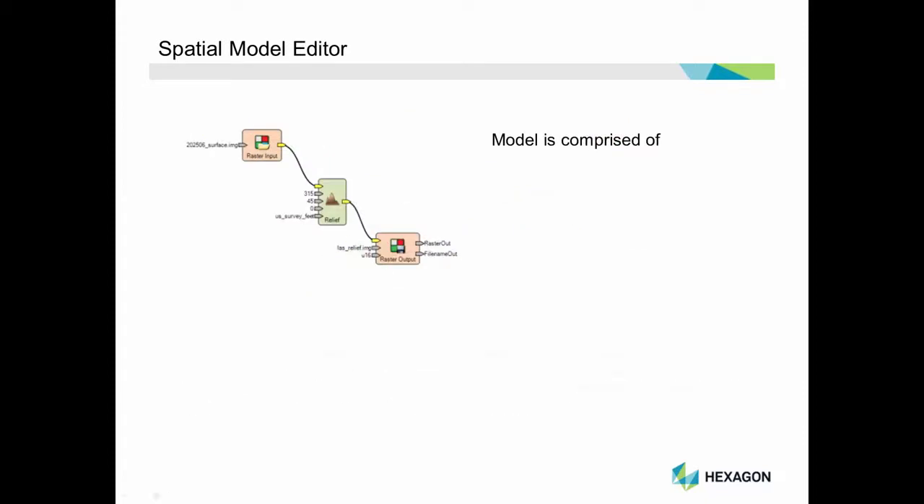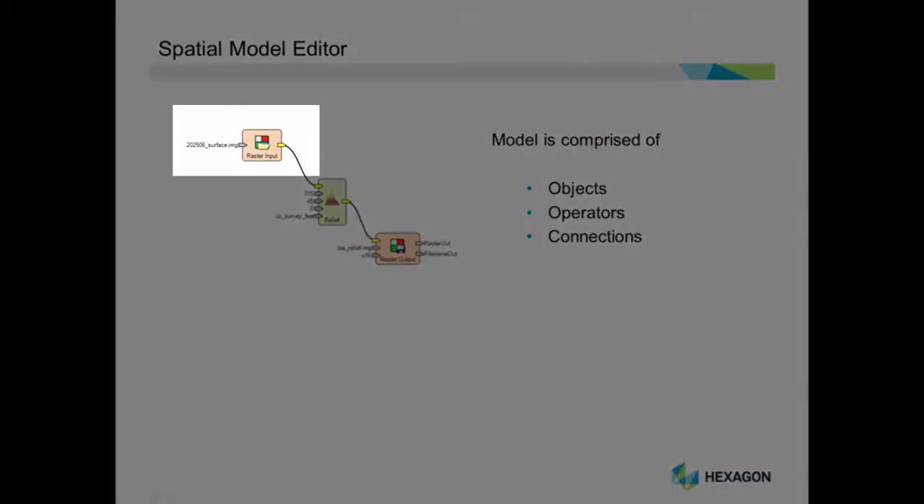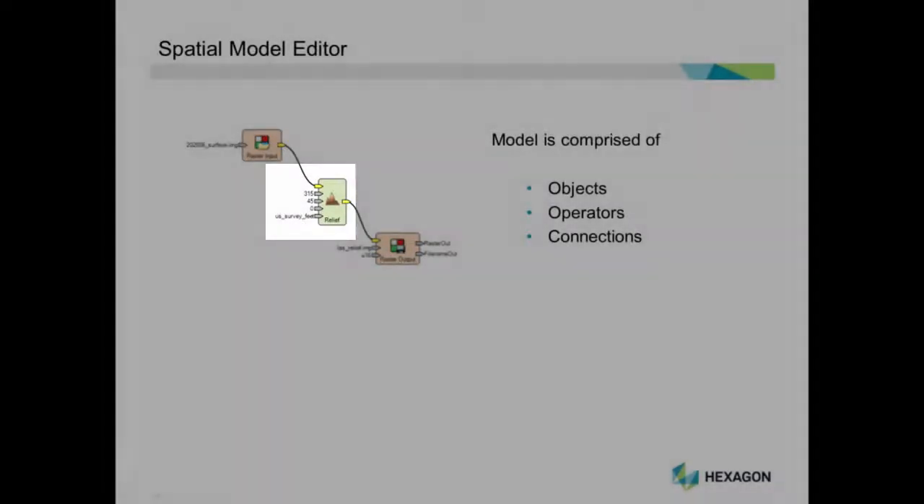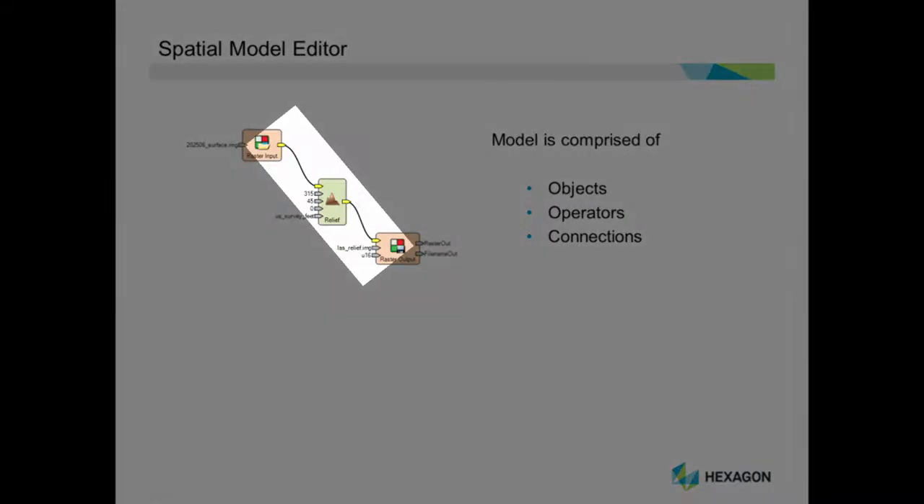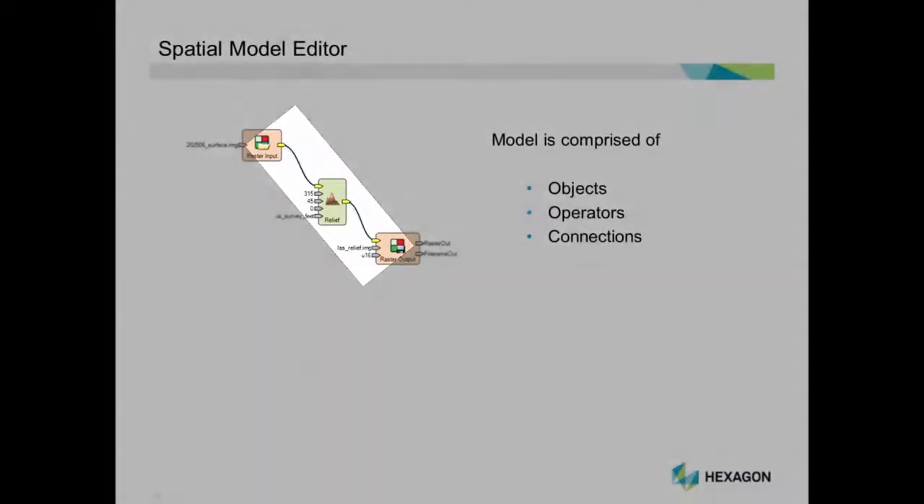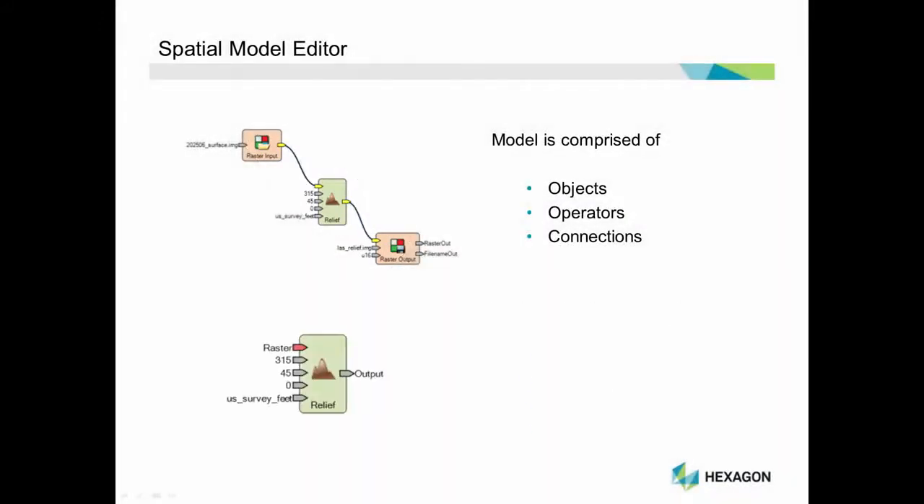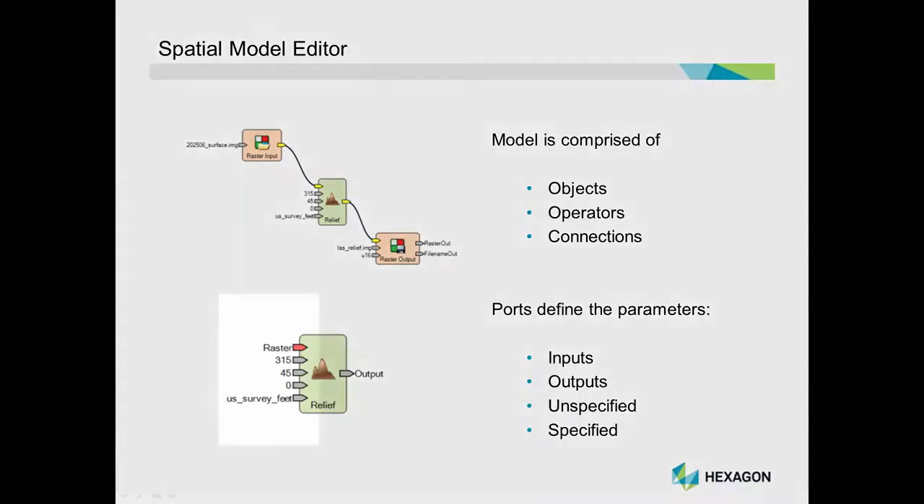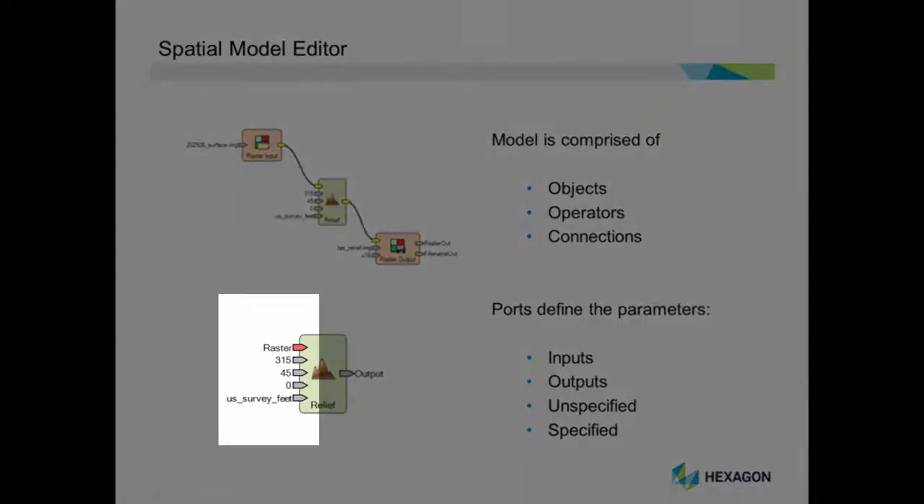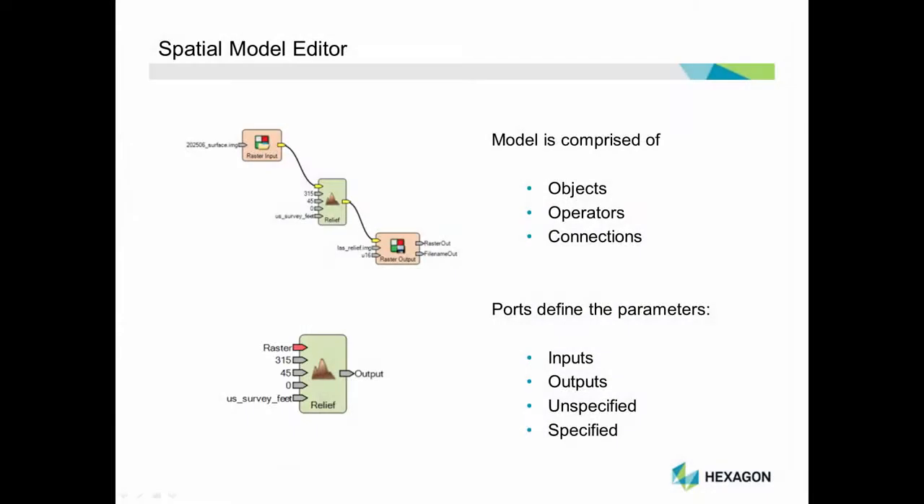The spatial modeler has three main parts: objects, operators, and connections. Objects define the items that are acted upon or created in the model. Operators are the actions that are done to the objects. Connections tie everything together and define the flow of the model. Objects and operators have ports that are used to define input and output values, including connections to and from other operators. The number of ports seen on an object will be different if the object is used as an input object or as an output object.